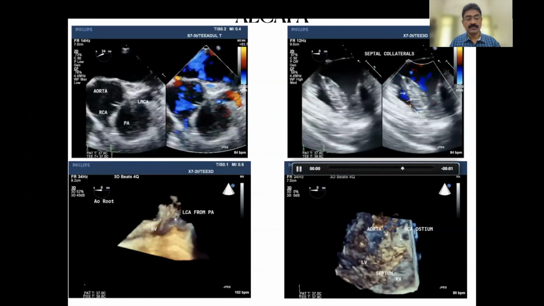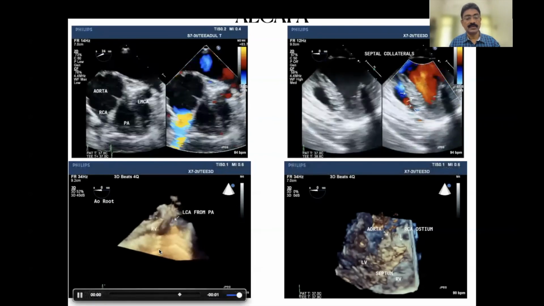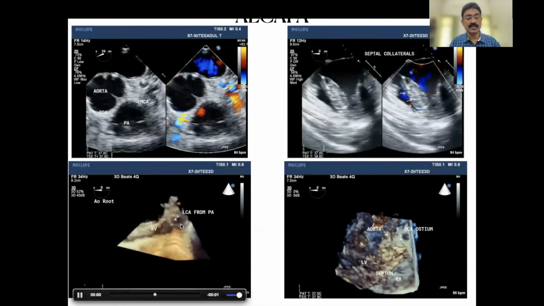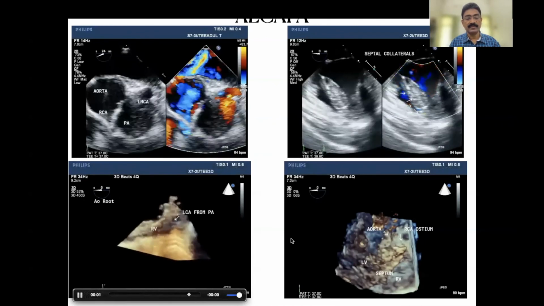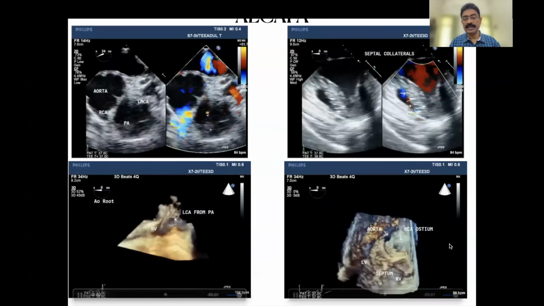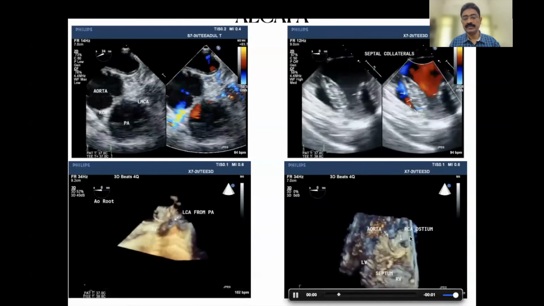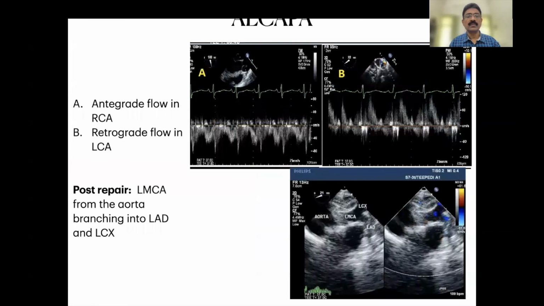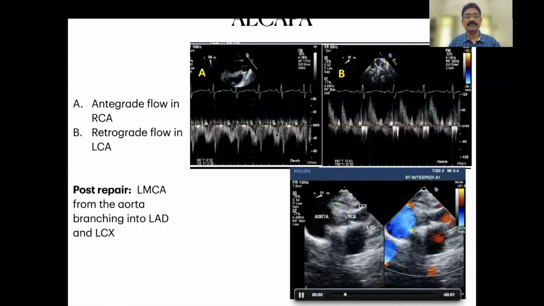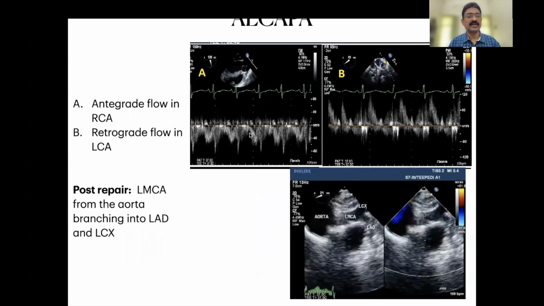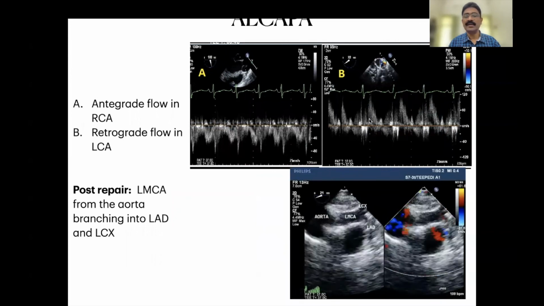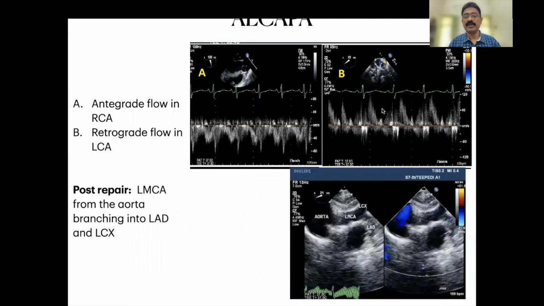And we had put a 3D probe, and you can see the left coronary artery originating from the PA, and the right coronary artery originating from the aorta. And if you put the pulsed Doppler, there is an antegrade flow in the right coronary artery and a retrograde flow in the left main coronary artery.